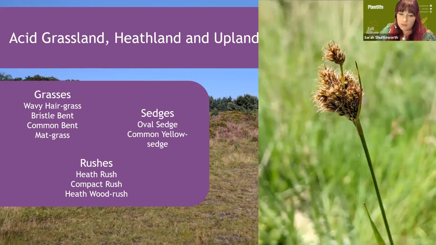So this is heath wood rush. Remember we talked about the wood rushes. So this has the long white hairs on the leaves. But unlike field wood rush, the heath wood rush has quite a compact flowering head here, and it's often found in heathland or acidic habitats.